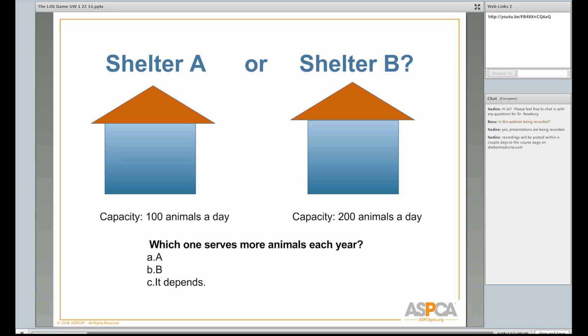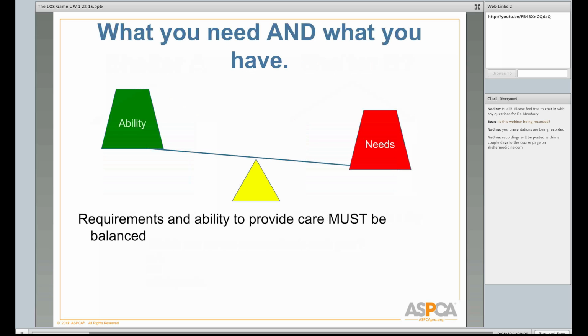And in some cases, and this is what we're going to talk about a bunch today, the smaller shelter is the one that ends up being able to save more lives because they're efficient, they can control disease, they can move animals through, so their flow can get turned way up and they can do amazing things. So that's why I want to make sure you're thinking of things in that context. When we're talking about looking at capacity, we're talking about what you need and what you have, and really finding that balance between your ability to provide care and the needs that are there.